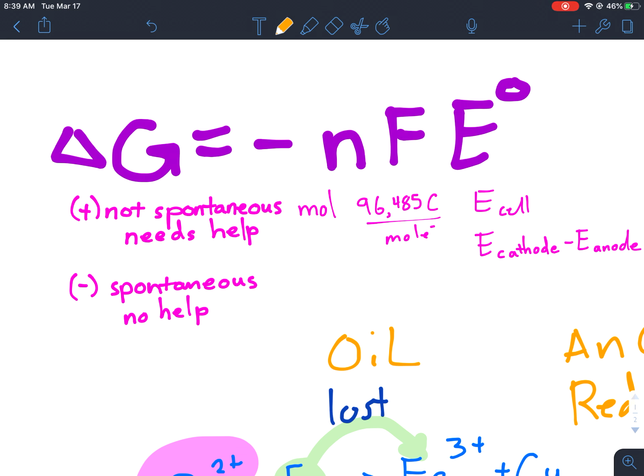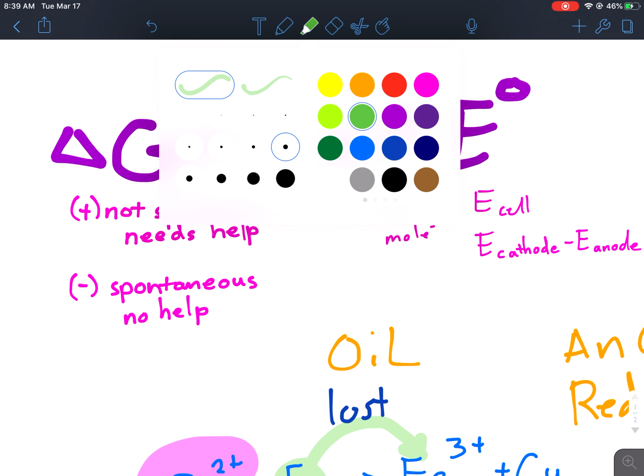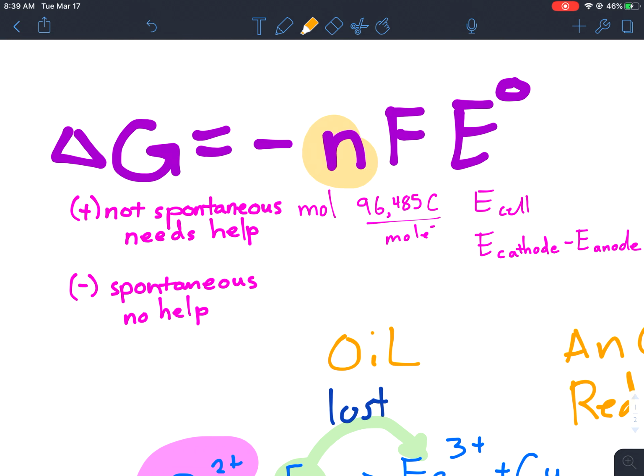So you have the negative n, and n here is moles, okay? Kind of like our PV = nRT, okay? So n is moles, and you can't have negative moles. That's always going to be a positive number.